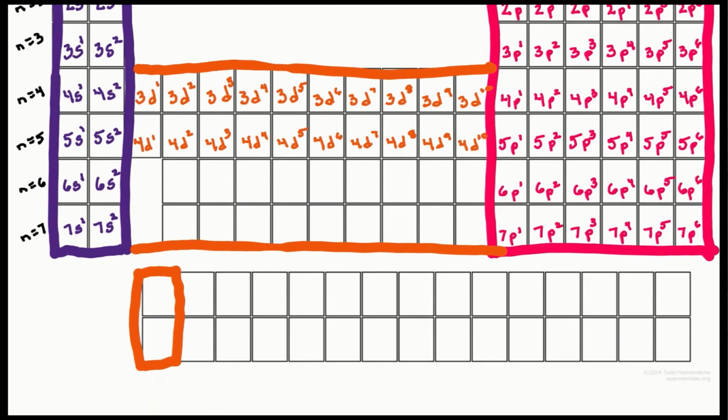The D orbital for this 5th energy level will actually start right here, so 5D1, because it's supposed to be right here actually. Okay, and then I'm going to keep going.